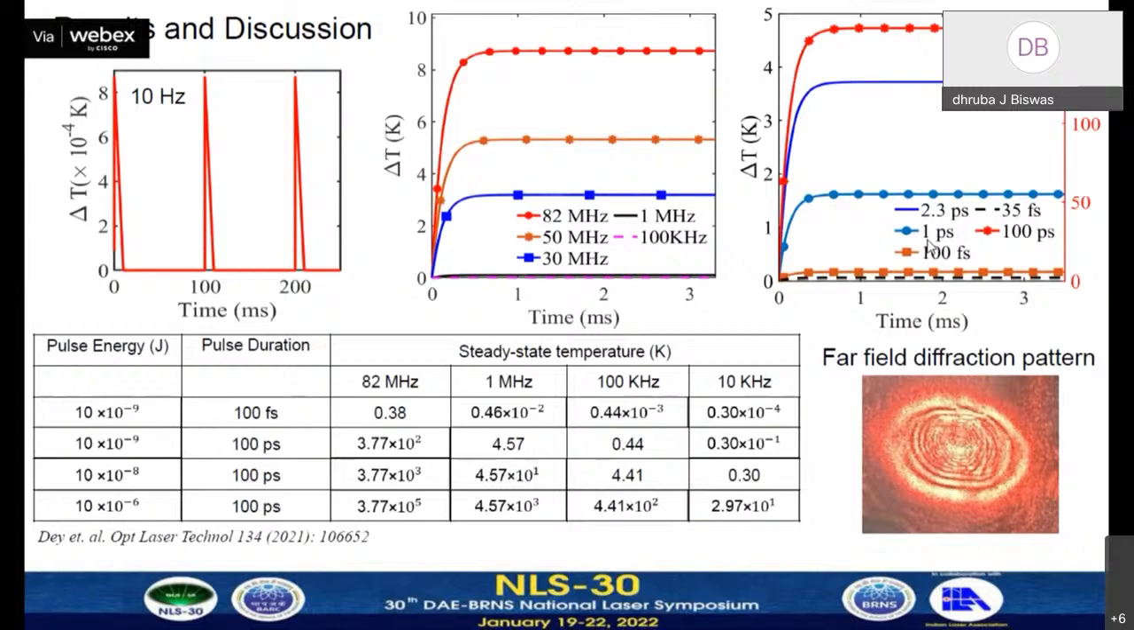If we go for the third figure, we see that longer is the pulse duration, the higher is the steady state temperature. In the table given here, we have summarized the steady state temperature for various pulse energy, pulse duration, as well as the repetition rate. It can be easily seen that the thermal effects are more prominent for high pulse energy. As the Gaussian beam has a transverse intensity profile, the far field diffraction pattern is dark and bright circular concentric rings. These diffraction patterns can be used to find the various nonlinear parameters like the nonlinear refractive index.